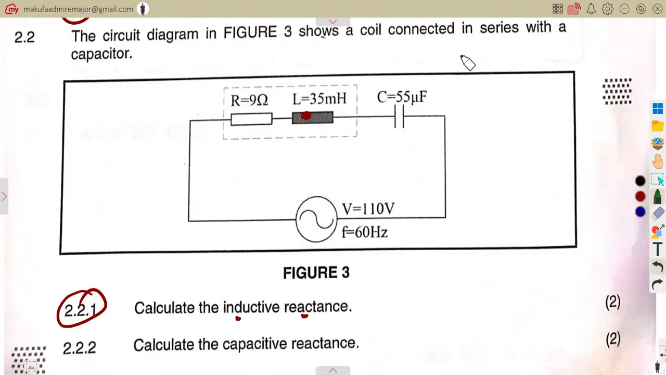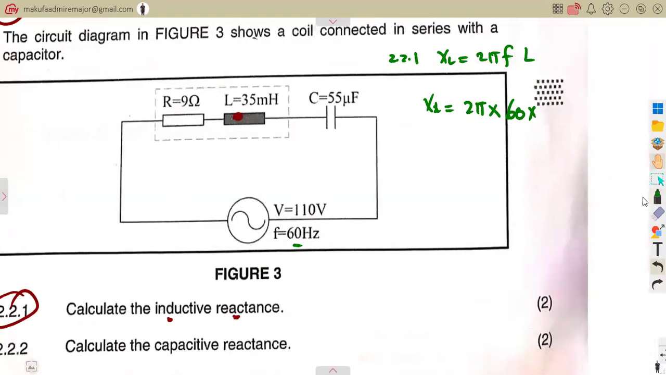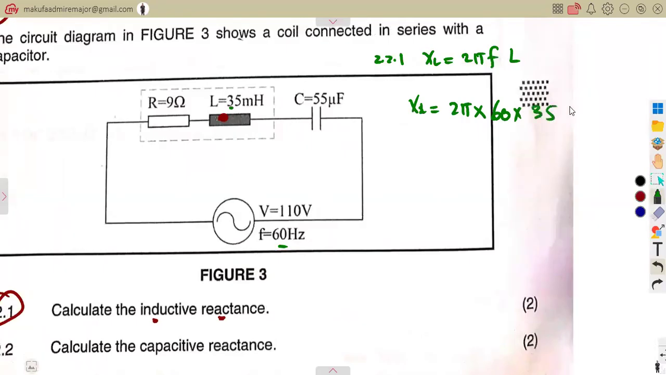XL. So remember, guys, we talked about this from our introduction. XL is equal to 2 pi FL. So there, we're just going to substitute 2 pi times the frequency. We have got the frequency 60, inductance, that is 35 millihenries, 35 times 10 to the exponent of -3. That is our XL in this case, which is the reactance of the inductor. So that was going to be 13,195 ohms.